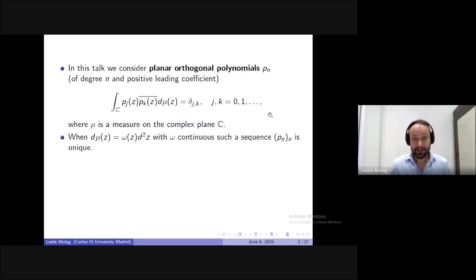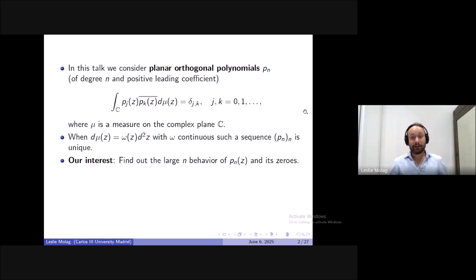And if this measure is nice, let's say continuous, with a density which is continuous and positive, then we know that such a sequence is well defined and unique. Our interest is to find out the large n behavior of such polynomials, and also to find out how their zeros behave.